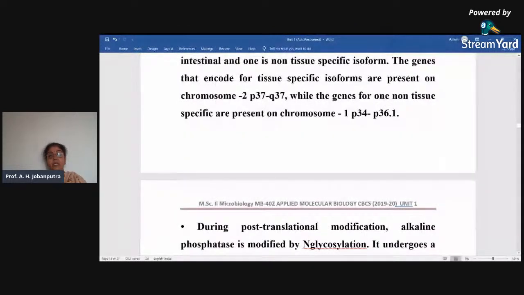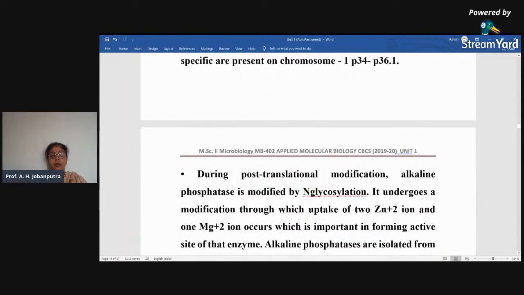Chromosome 1 वरती genes असतात ते non-tissue specific phosphatase तयार करतात, while chromosome 2 वरती tissue specific isomeric form of phosphatase तयार करण्याची क्षमता असते.